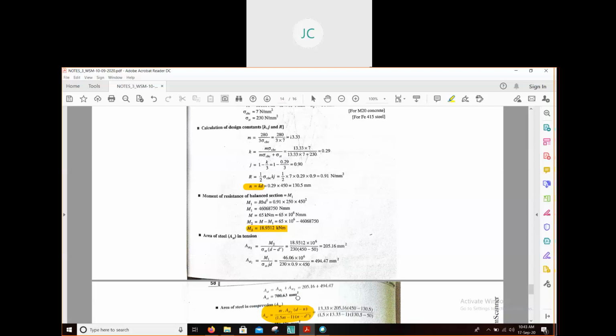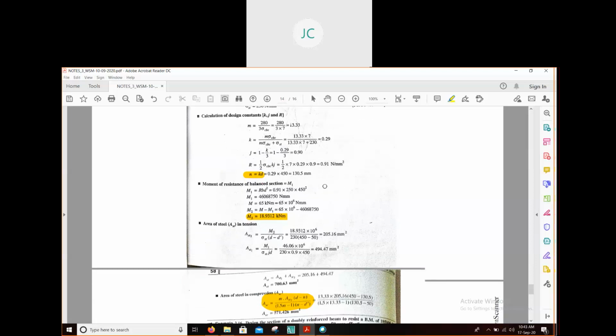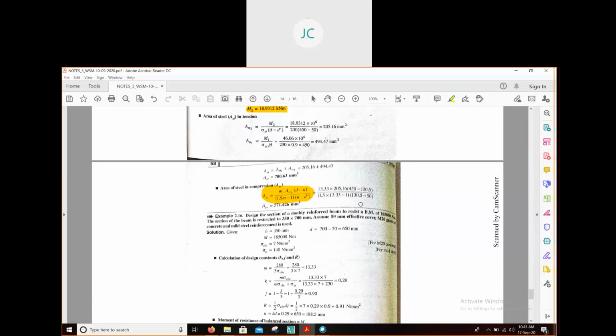That is the main aim. We have to provide this amount of area to resist this amount of bending moment. That is the aim. Okay, so I hope all of you have understood this problem. So let us see the next problem. As no one is responding to anything, I hope all of you have understood this.